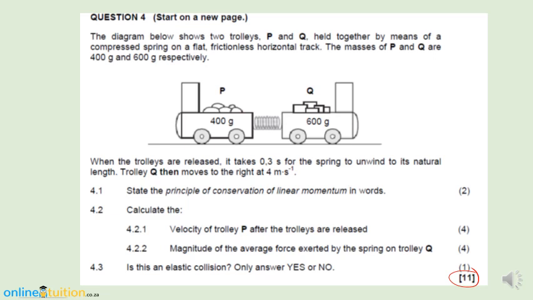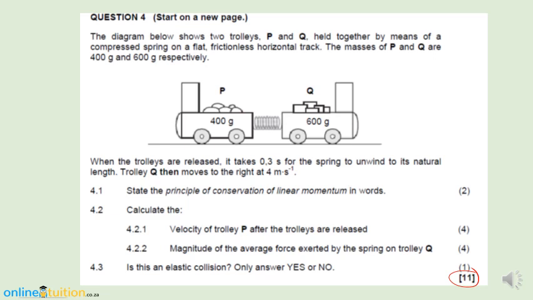So there we go. Before the spring is released, we can see everything's stationary, nothing's moving. So the total momentum before anything happens is going to be 0. If you think of a compressed spring, when it's released, I think of it as an explosion. When the trolleys are released, it takes 0.3 seconds for the spring to unwind to its natural length. That's the contact time between the two. Release, poof. That's the time at which the force acts, 0.3 seconds. Trolley Q then moves to the right at 4 meters per second. State the principle of conservation of linear momentum in words. Calculate.